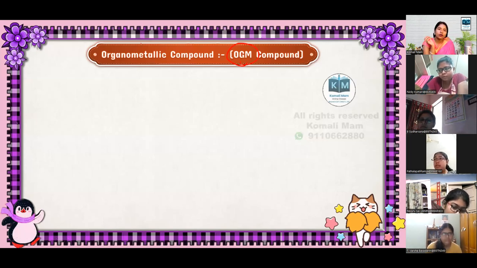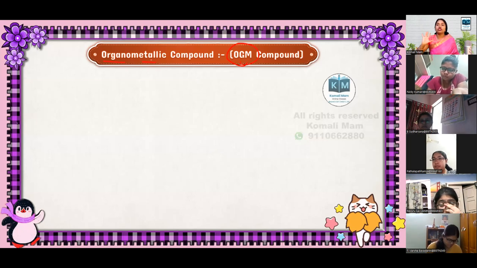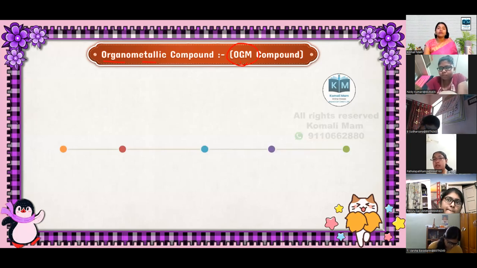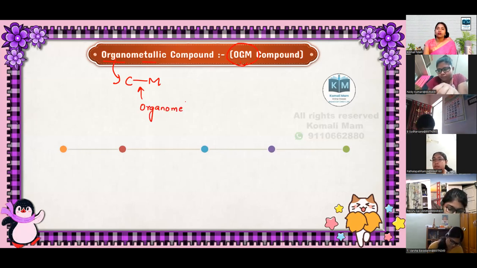What is this organo? Organo means carbon. Metallic means metal. Carbon metal bond should be there. Then that particular compound is called an organometallic compound. Again, I'm repeating. Organo means carbon, metal. Carbon metal bond should be there. This bond is called the organometallic bond.